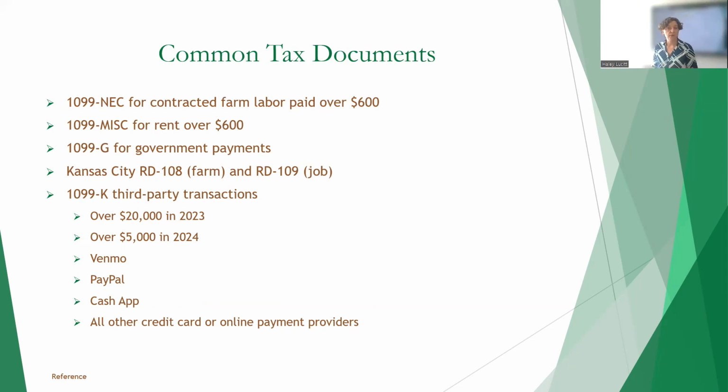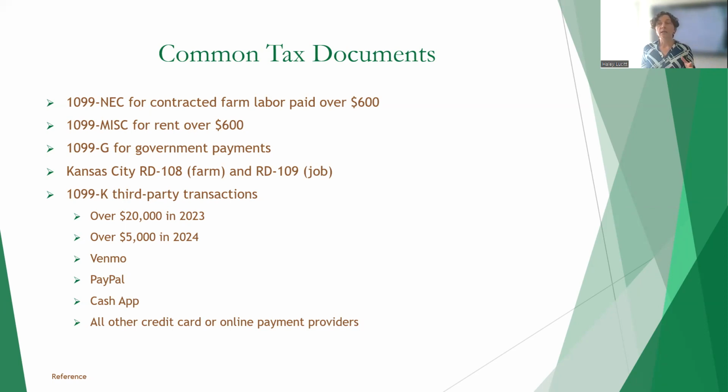1099-Ks are a fairly new form where they've come more into the highlight in the last few years. This is something that farmers need to prepare for, because any of your credit card or online processing providers, Venmo, PayPal, Cash App, Square, any of those, you may be starting to receive 1099-Ks from them. The congressional regulations on this came out, and practical application of congressional decisions isn't always feasible immediately. So the IRS is slowly phasing this in.